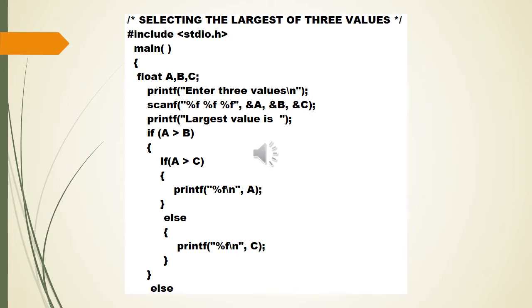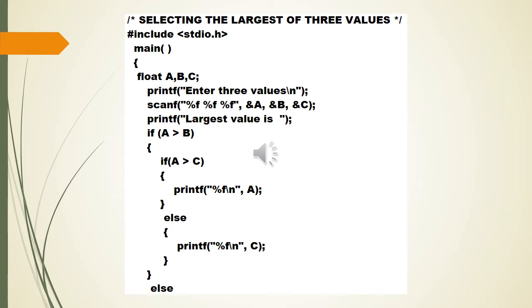In main, it is sometimes necessary to include stdio.h because we are using the printf and scanf functions in our program. So A, B, C are of type float. If you take float, then the result will be in the form of float type. Enter 3 values in the printf statement, then with scanf we are taking values from the user. Printf largest value is. After reading the values, the if statement: if A is greater than B, 90 is greater than 60, then what will happen?